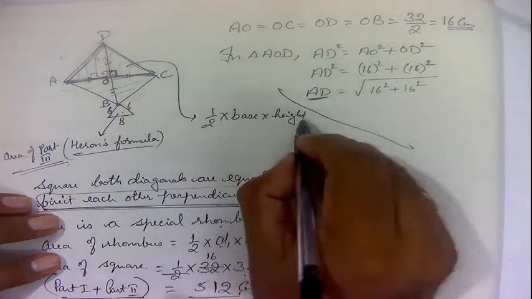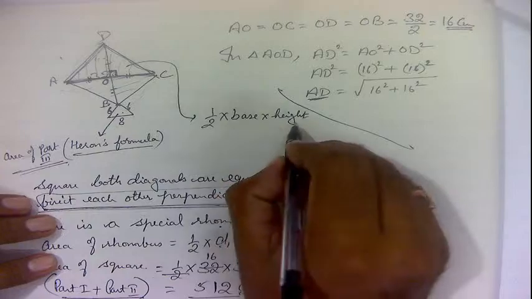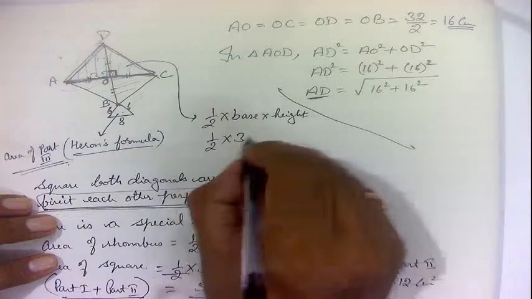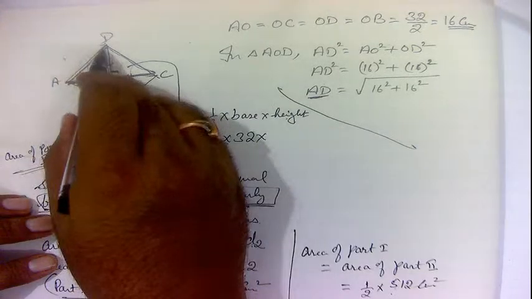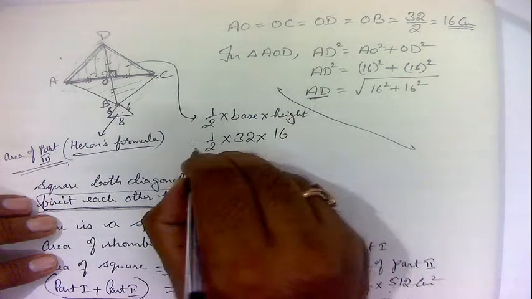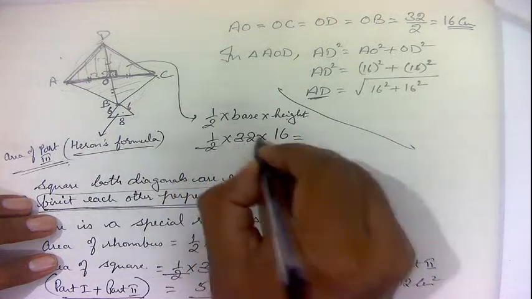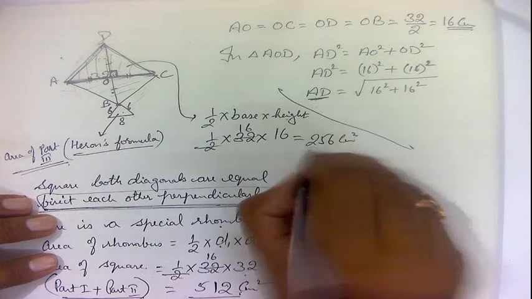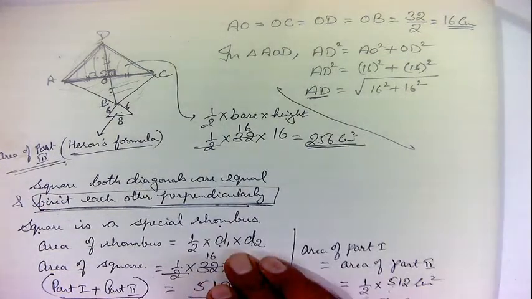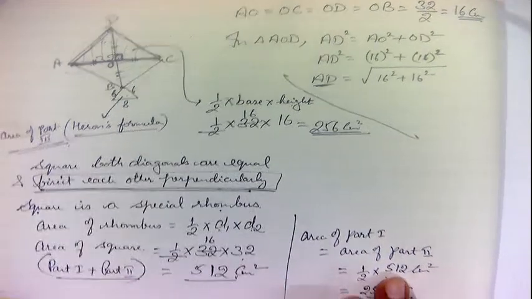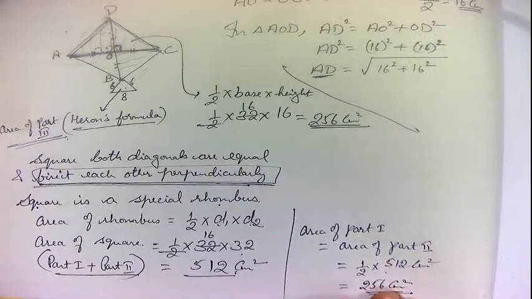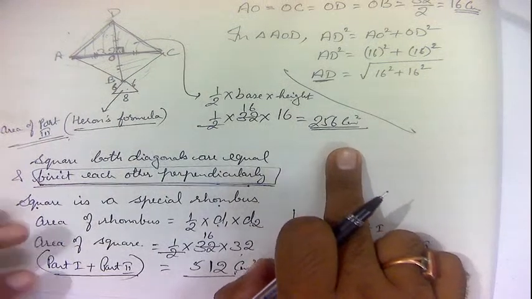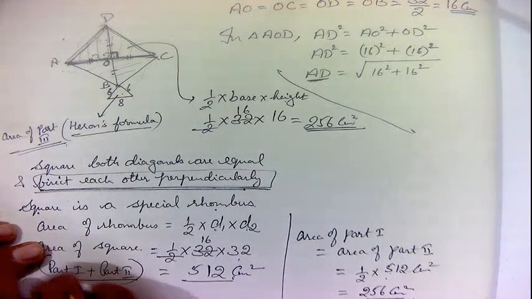Here you can also do half base into height. So what will be the base? The base is 32. And what is the height? It is 16. If you solve this, half into 32 into 16 gives 256 square centimeter. You can see this is the area which we got earlier also, 256 square centimeter, and we are getting it here also. So in this way you can complete these questions.